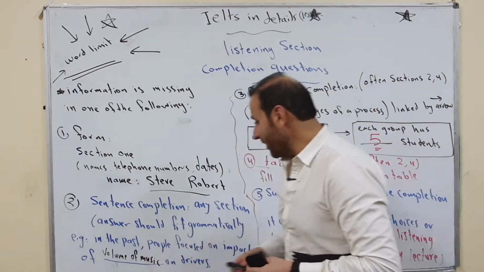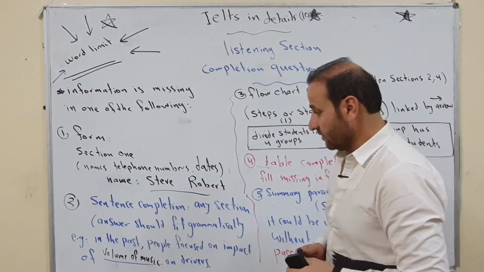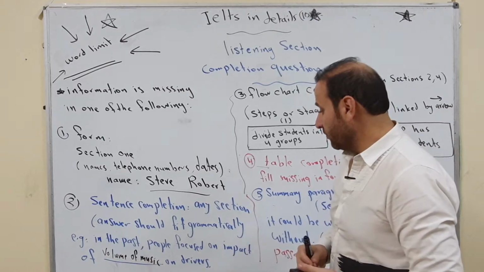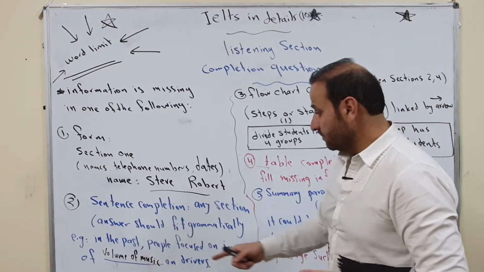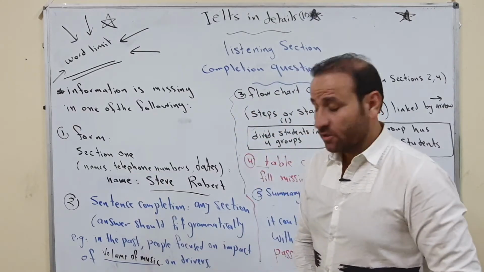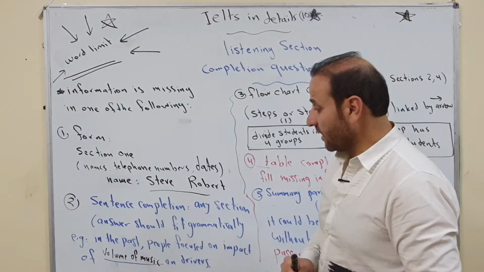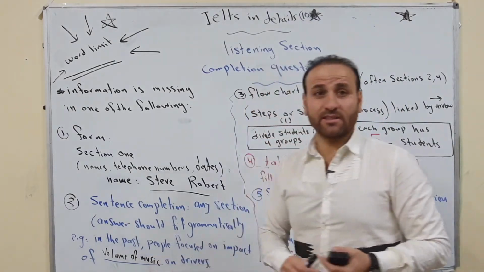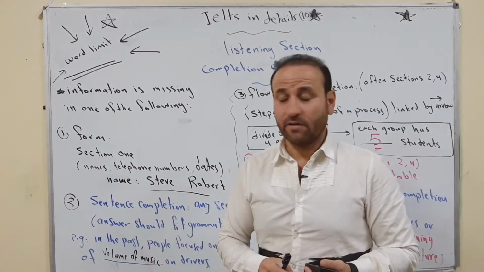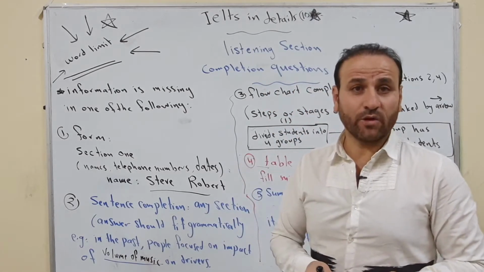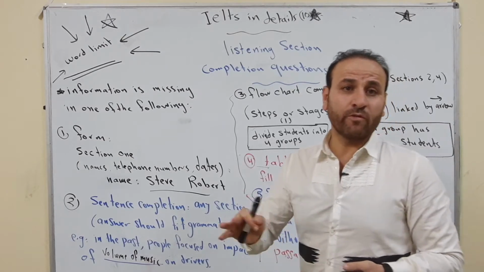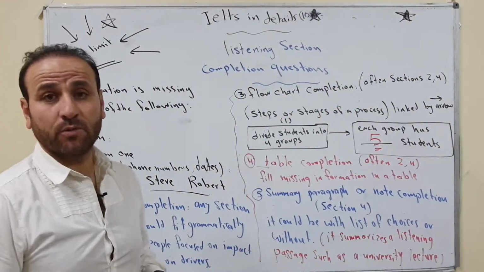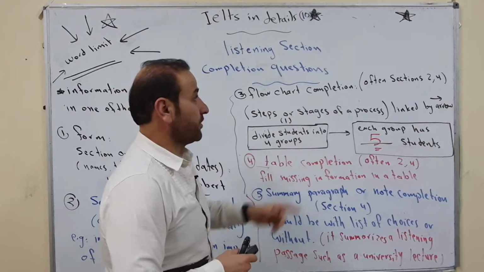Example of sentence completion, يعني إكمال جملة بكلمة or 2 words or 3 words. In the past, people focused on the impact of space on drivers. So here, for example, they write no more than 3 words. So volume of music. If you write just volume it is incorrect. If you write just music volume it is incorrect. You have to write exactly volume of music. That's it.